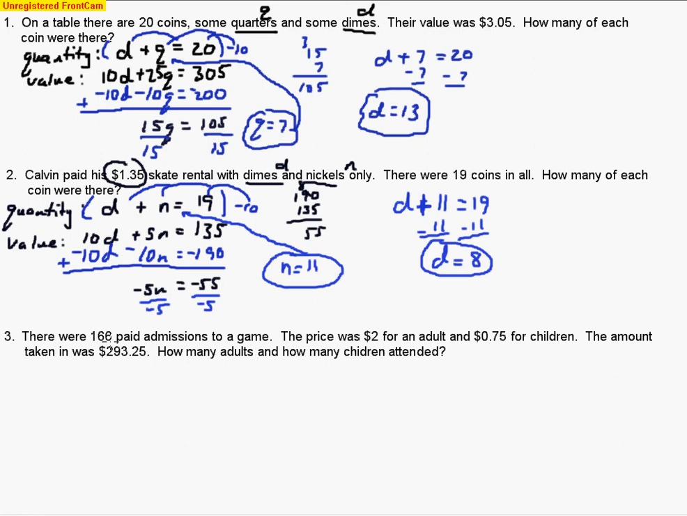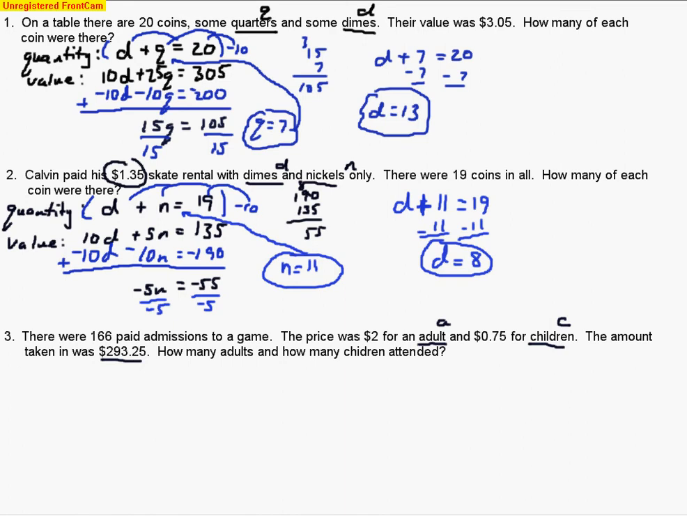So 166 paid admission to the game. Price was $2 for an adult ticket. We don't know how many adults went, but we know there were some adults out of that 166. So let's call that A. 75 cents for children. We don't know how many children went, but we know adults and children together made 166 people. And the total amount taken was that number.